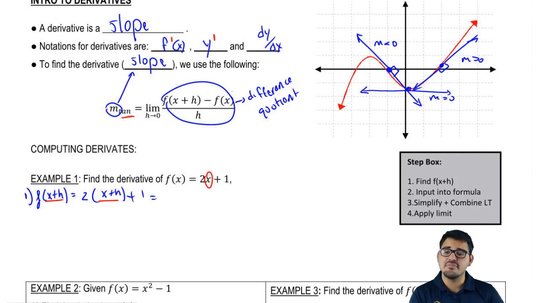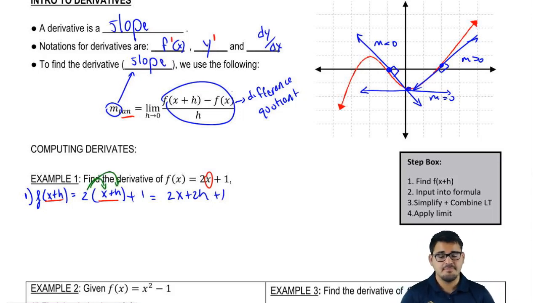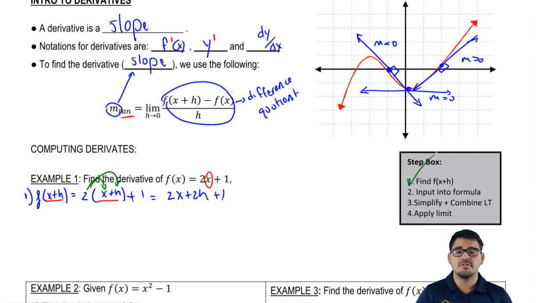Now I'm going to simplify this x plus h just a little bit. So I'm going to get 2x plus 2h plus 1. And if you're wondering how I got that, I just distributed this 2 into the x and into the h. So now I've done my step 1 of computing f of x plus h. Check. Done. Now let's go to step 2.